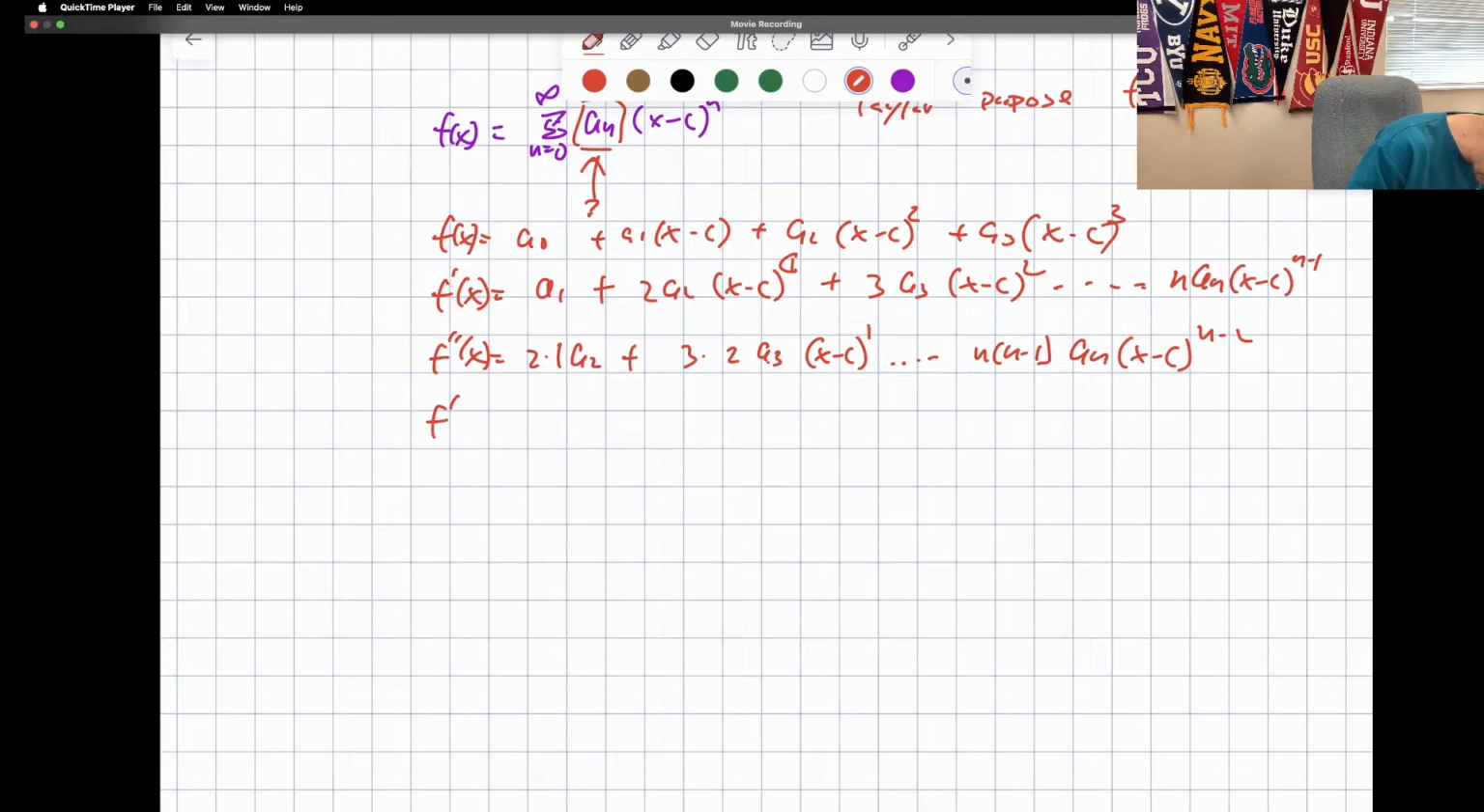We're going to keep on taking the third derivative. So you should see the pattern. This term is going to be a constant, so it's going to go away. This 1 is going to drop in the front, and that becomes 3 factorial, a_3, plus n times (n minus 1) times (n minus 2) a_n (x minus c) to the n minus 3.